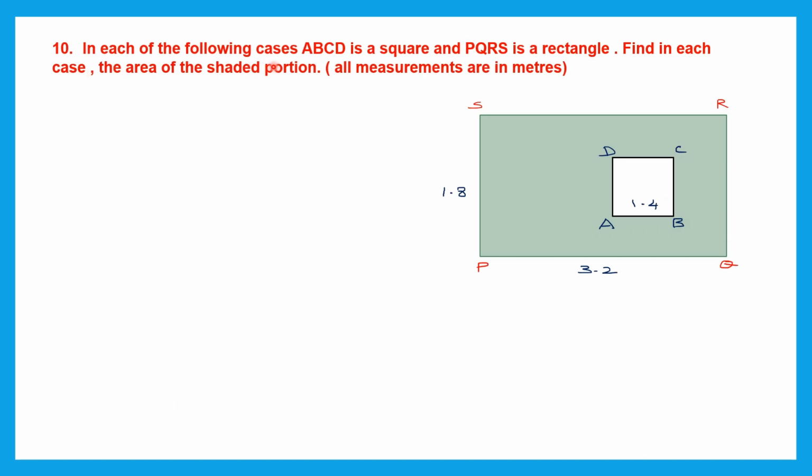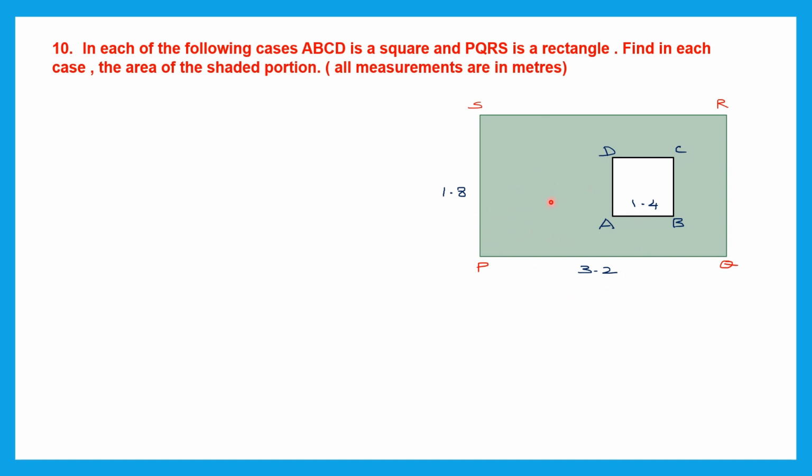Question 10. In each of the following cases, ABCD is a square. So here we have ABCD, this is a square, and PQRS, this is a rectangle. Find in each case the area of the shaded portion. So this is question 1. Find the area of this shaded portion. What you can see in gray is the shaded portion. And all measurements are in meters. So measurements are given to us and they're all in meters.